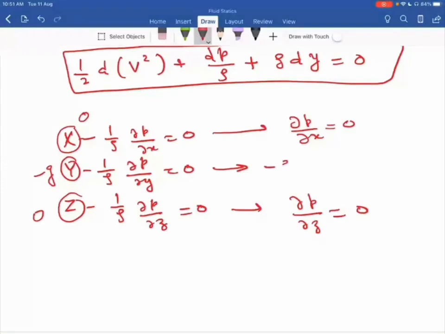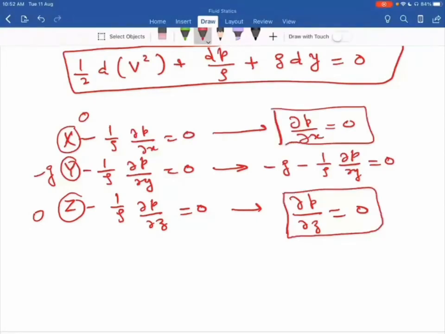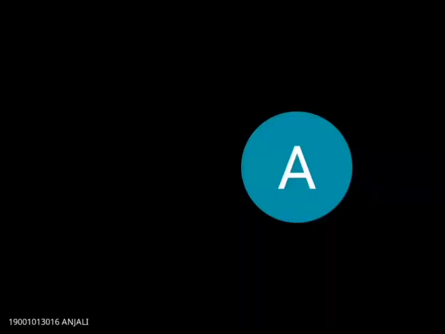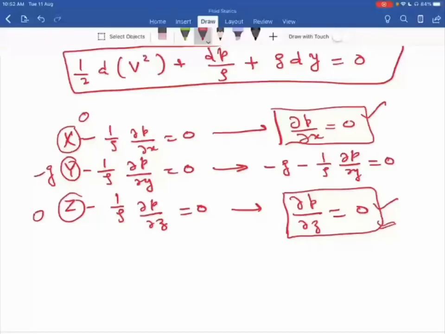और बीच वाली इक्वेशन से आपके पास आएगा minus g minus 1 by rho ∂p/∂y equal to 0, ठीक है। Now you see what is the meaning of these two equations, fluid in static, fluid at rest. क्या मतलब हुआ, इसका मतलब है P is independent of X. There is no variation of pressure along X direction. ठीक है, जो लास्ट इक्वेशन है इसका मतलब है P is independent of Z. There is no variation of pressure along Z direction. ठीक है, so that means जो pressure variation है वो सिर्फ Y direction में ही होगा, ठीक है। That means the variation of pressure is only along Y direction. So P जो है that is a function of Y only.